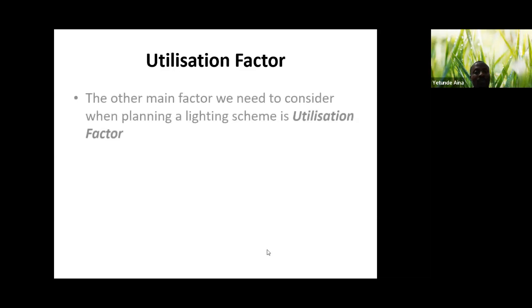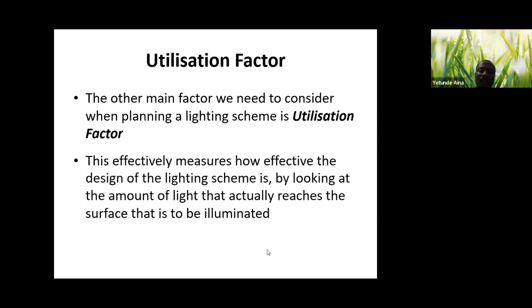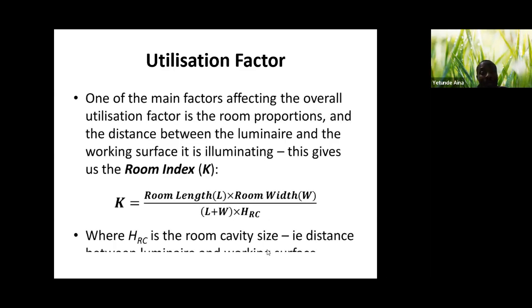Then we have another important term in that formula, that is utilization factor. What is utilization factor? The other main factor we need to consider when we are planning a lighting scheme is the utilization factor. This effectively measures how effective the design of the lighting scheme is by looking at the amount of light that actually reaches the surface that is to be illuminated. So that is what it does. And it has a number of component parts as well.